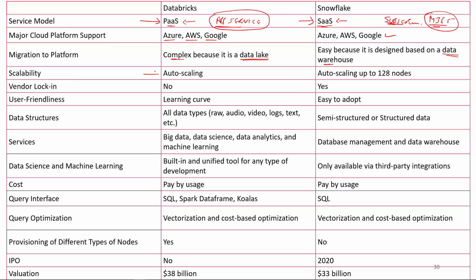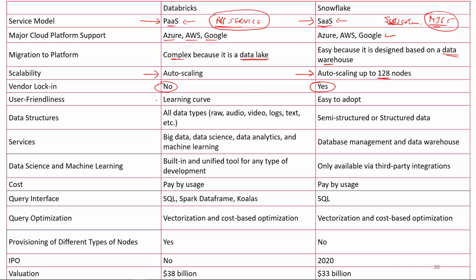Scalability, it is having auto scaling. Snowflake is also having auto scaling up to 128 nodes. So there is some sort of limitation here. In Databricks it will have auto scaling, but there is no limitation, so it can have more advantage. Vendor lock-in, there is no vendor lock-in here. But here we have vendor lock-in because this is like a subscription. So in that we may have vendor lock-in.